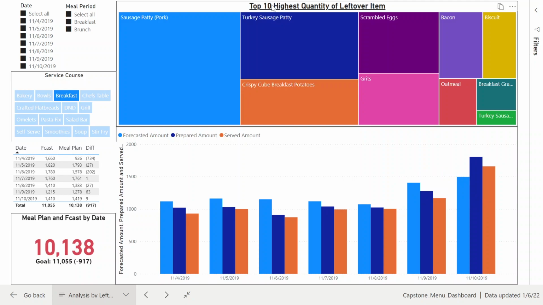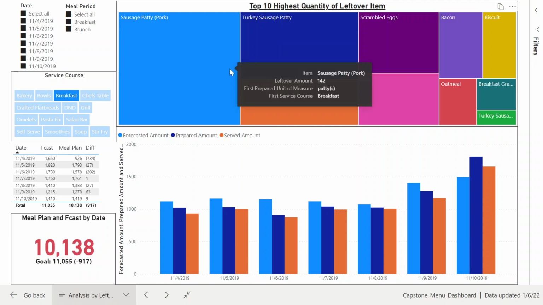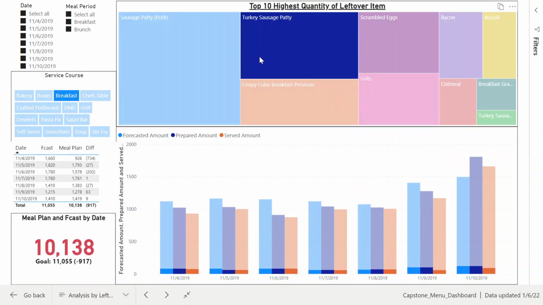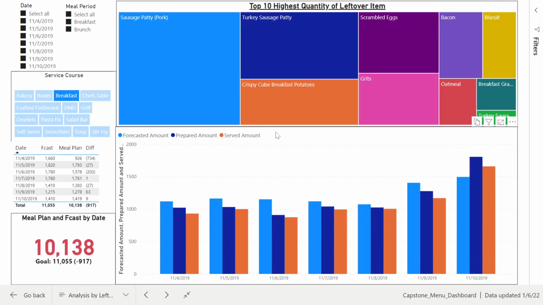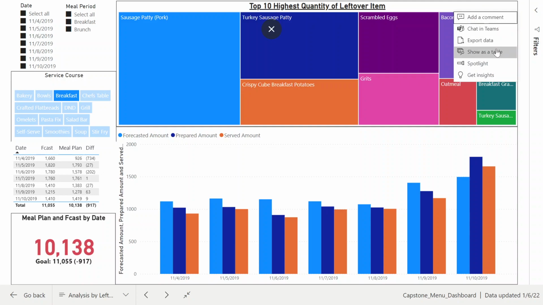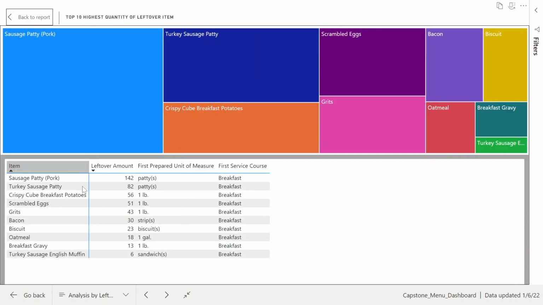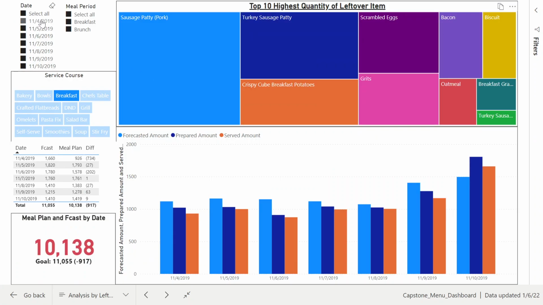Also, we have our top 10 highest quantity of leftover items. So this is how many of these items were actually left over. You can see where those leftovers occurred by clicking on those different food items. If I was a manager here, I might bump this out into a table and give this information directly to my service staff as some opportunity to curb overproduction in the coming meal services. All right, so that's the dashboard.